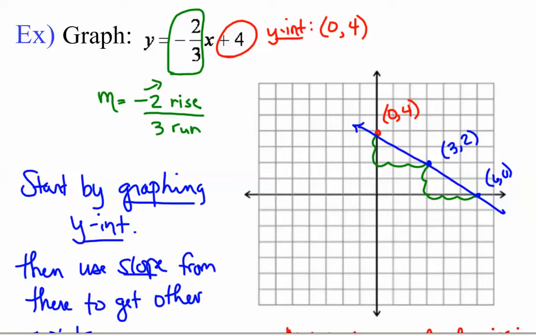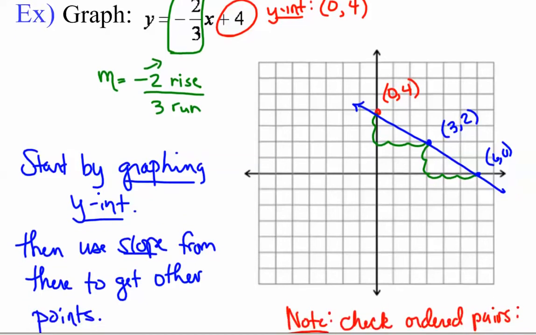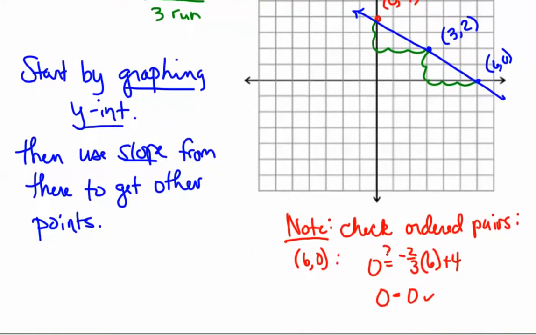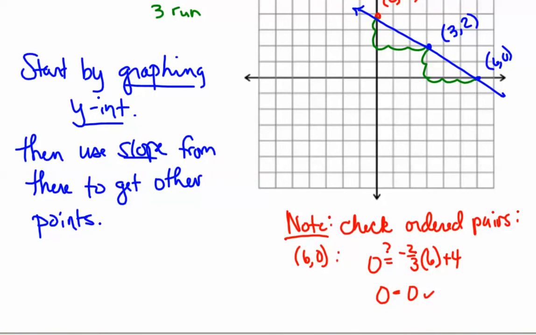Now, if you like graphing with this method, that's great. There's nothing wrong with that, but I would strongly suggest that you'd want to check some of your points in case you accidentally counted wrong or something like that.